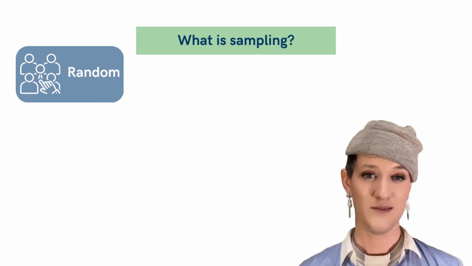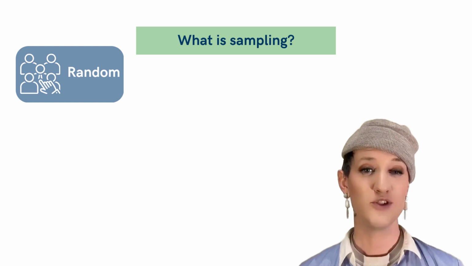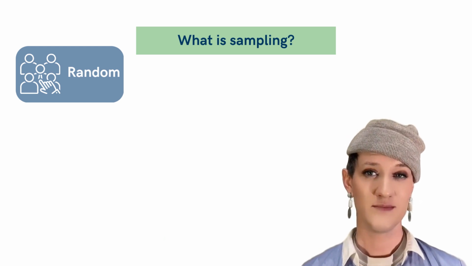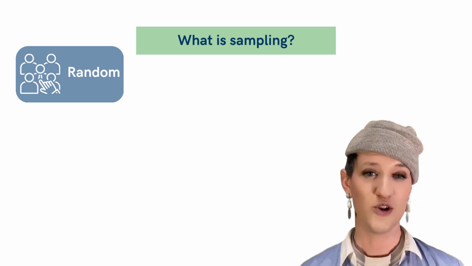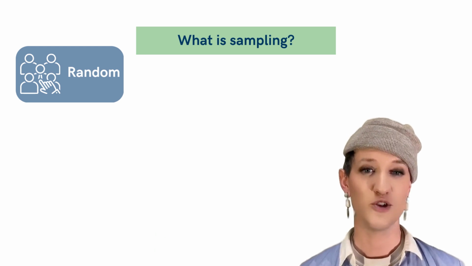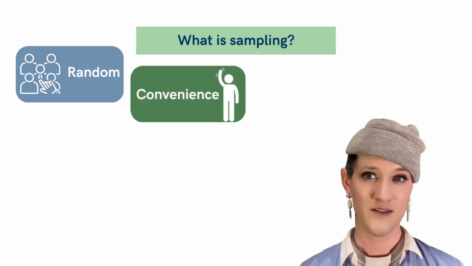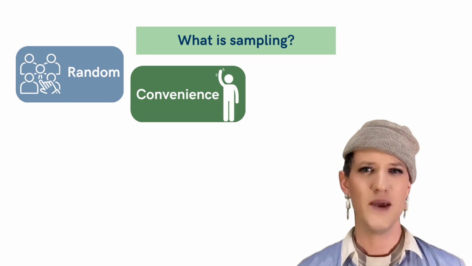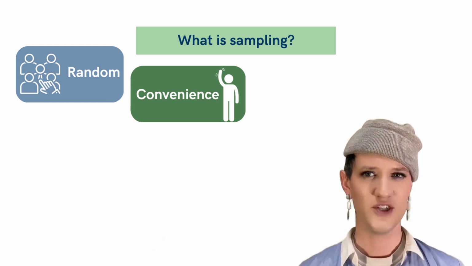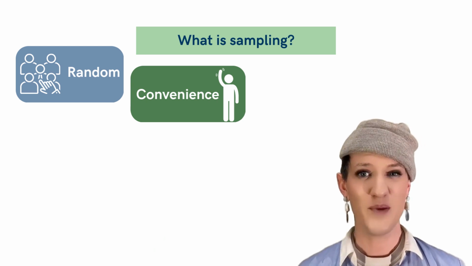Random sampling. Everyone in the target population has an equal chance of being chosen. This is often used in survey research to help make sure results represent a larger group. Convenience sampling. Participants are selected based on who is easiest to reach. This is common when researchers are working in a clinic or specific program, but it can leave out people who aren't already connected to services.